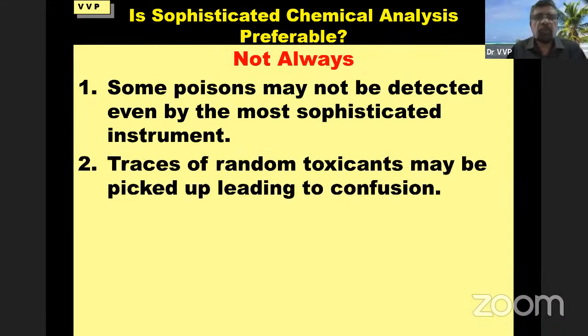Number two, by using sophisticated chemical analysis, sometimes you may pick up traces of random toxicants, and that can lead to confusion, and may not have any relevance to the case, because the instrument is so sensitive. It can pick up a lot of things, what we call white noise, which can be very confusing and can interfere with interpretation. So that is why in clinical toxicology we say always start with basic testing that can pick up the main kinds of toxicants, and traces of toxicants which may not have a role in the case at all. You don't have to bother too much.